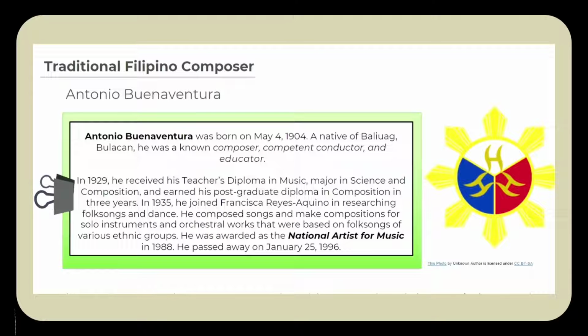Musicians, meet Antonio Buenaventura. He was known as a composer, competent conductor, and educator. He composed songs and made compositions for solo instruments and orchestral works that were based on folk songs of various ethnic groups. He was awarded as the National Artist for Music in 1988.